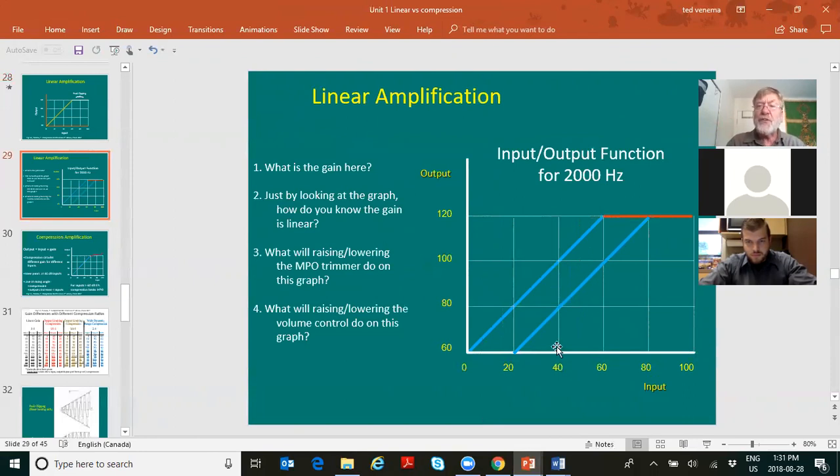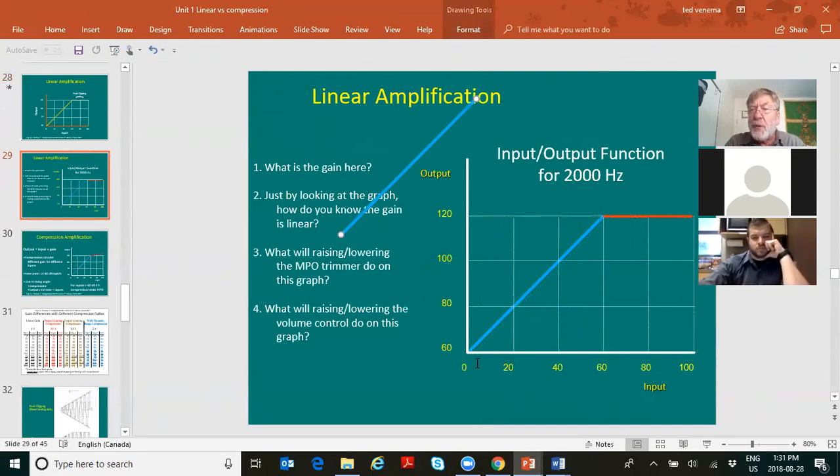But let's look first at the left one. Let's look here: 0 in, 60 out. 20 in, 80 out. 40 in, 100 out. 60 in, 120 out. The gain was constantly 60.